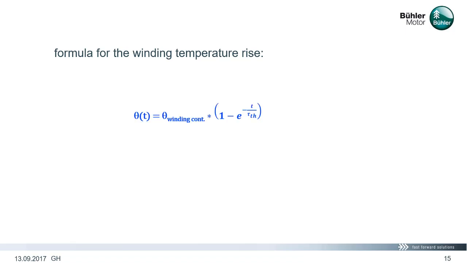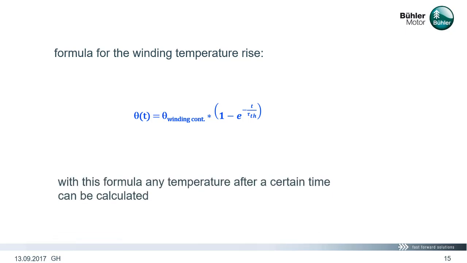Again, the formula for the temperature rise is theta of T is theta winding continuous multiplied by 1 minus e to the power of minus t divided by tau Th. We can use this formula to calculate the temperature theta after any time t.